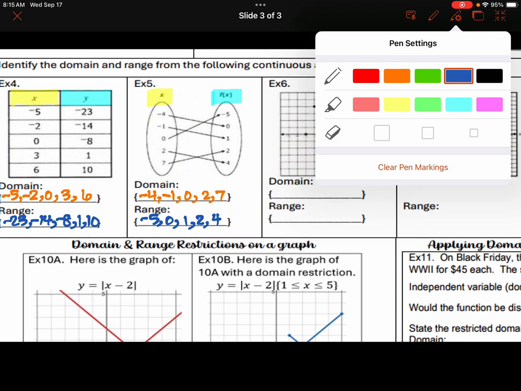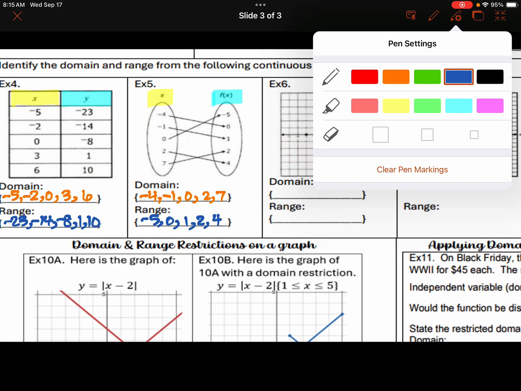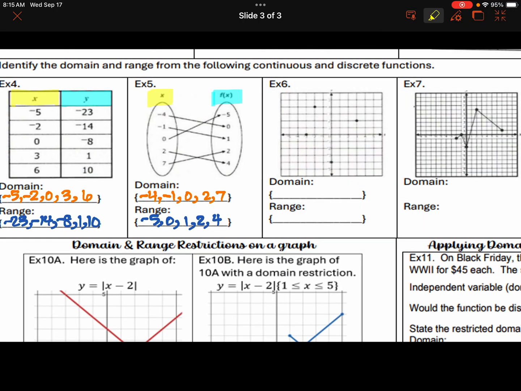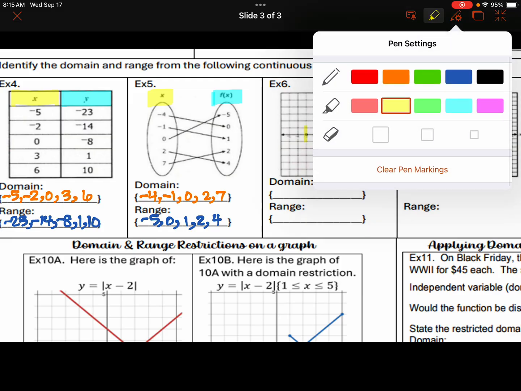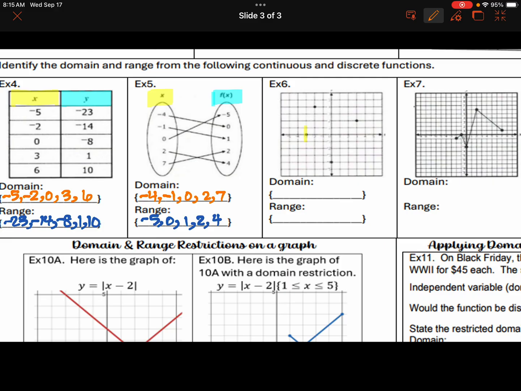Okay, for this next problem, I am going to look for the x values of the ordered pair. So I have an x value over here at -3. The next point, I have an x value at -2. The next point, my x value is 0. And the next point, my x value is 3. So I just moved left to right from my points, listing out the x values.